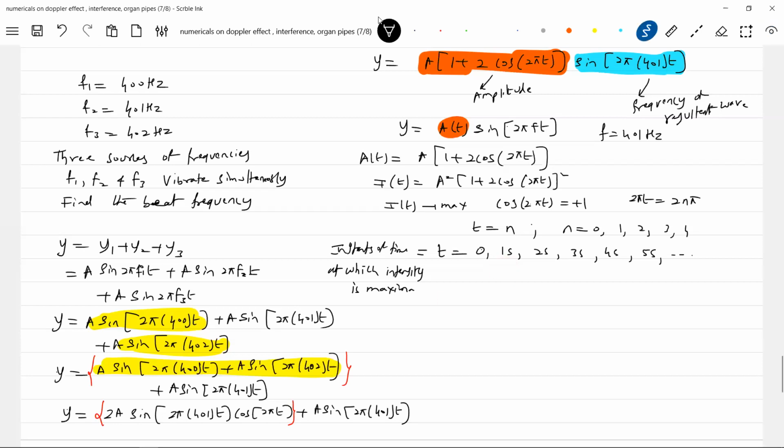So what is a beat period? How do you write the beat period? Beat period is equal to the time interval between two successive maxima. Okay, what is it? This is the beat period. Now, what is it equal to? I think it is 1 second. And what is the beat frequency? F beat is equal to 1 by beat period.